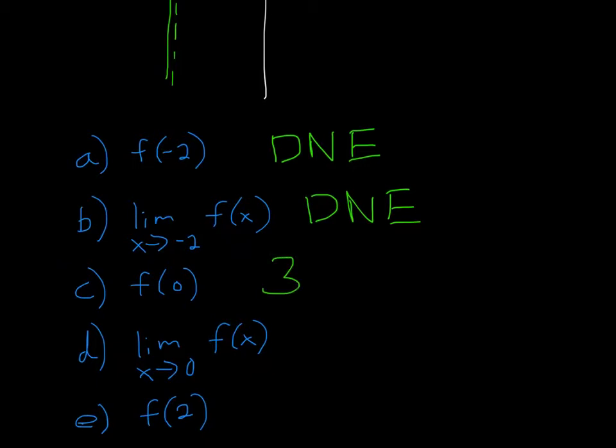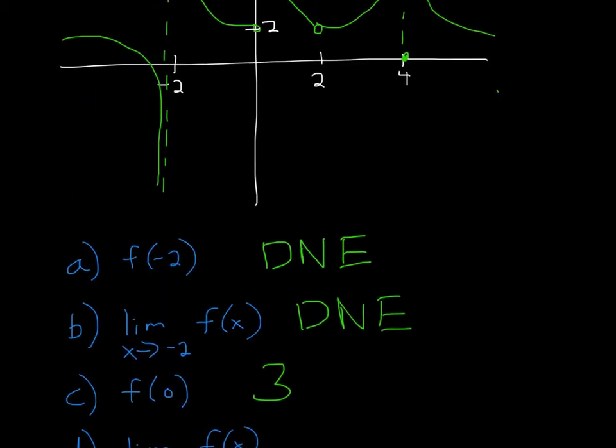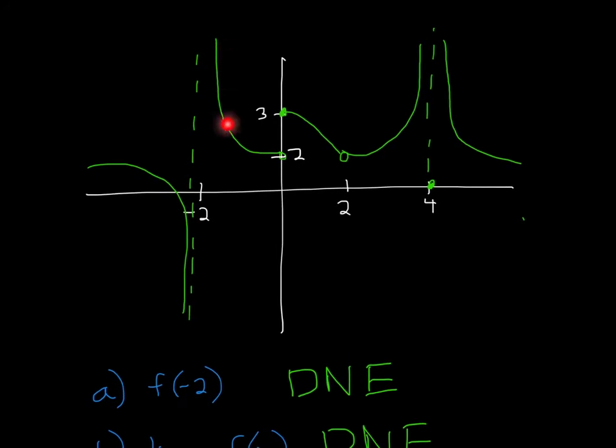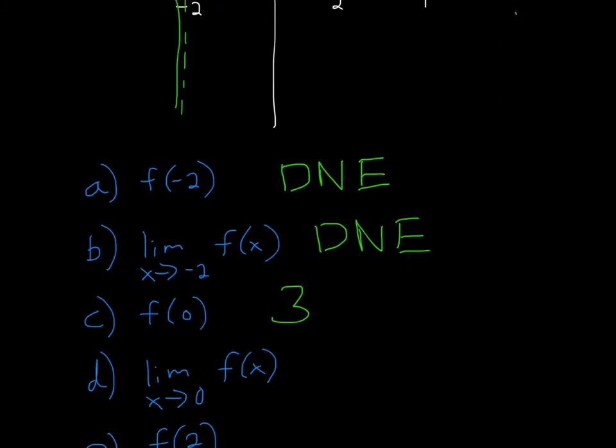The next one is limit as x approaches 0. So now we look at the limit as x approaches 0. We're looking for the y from the left and right, and it has to match. Already looking, we can tell that it's not going to be a limit because they're separated. There's no way it can be a limit. From the left, it's approaching 2. From the right, it's approaching 3. Therefore, this limit does not exist.